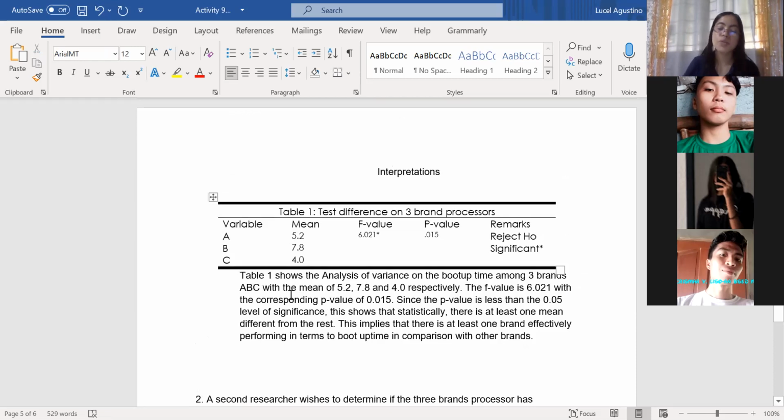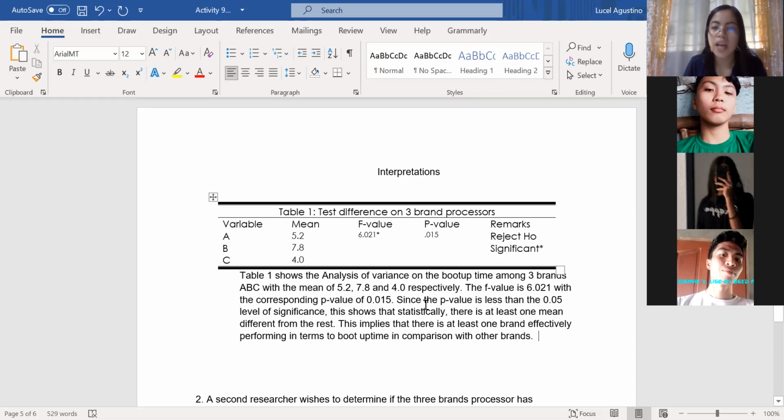So here I will read to you how you present your data in your mini research. Table 1 shows the analysis of variance on the boot up time among 3 brands A, B, C with a mean of 5.2, 7.8, and 4.0 respectively. So kung wala ka mo mean, okay lang na. The F value is 6.021 with the corresponding p-value of 0.05.